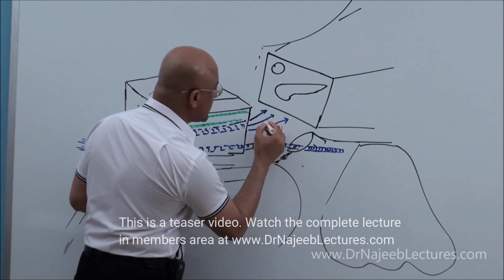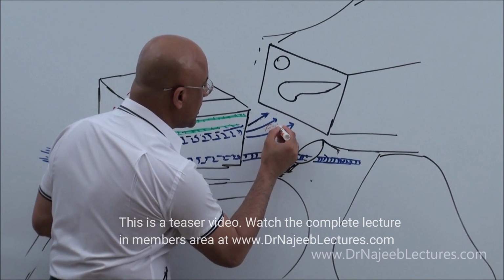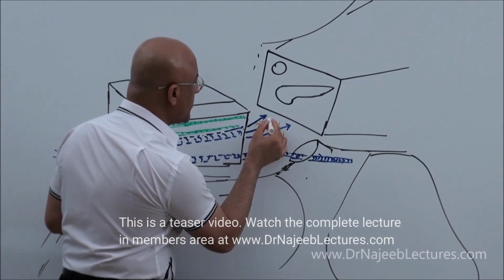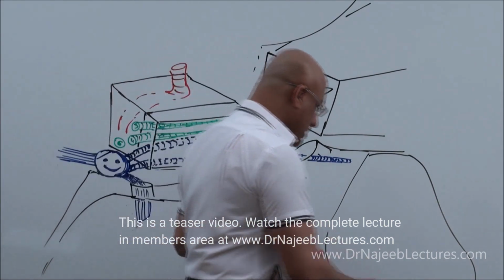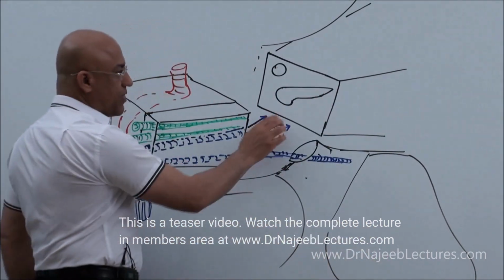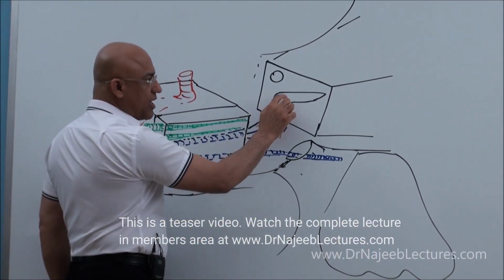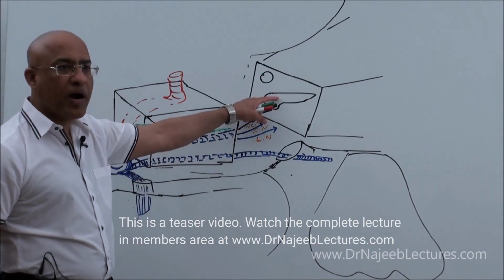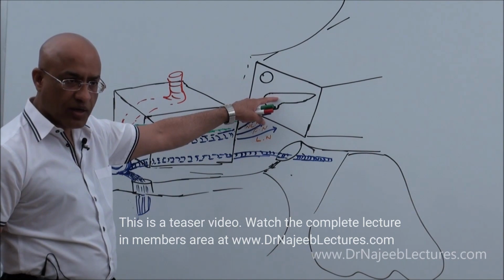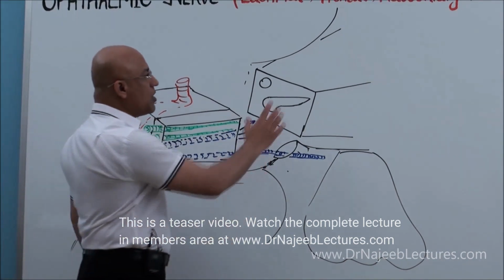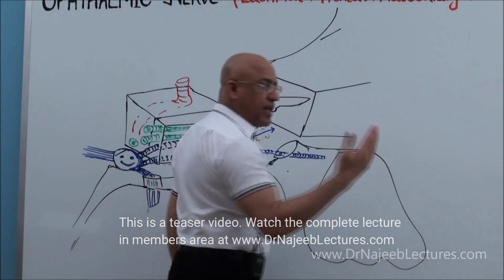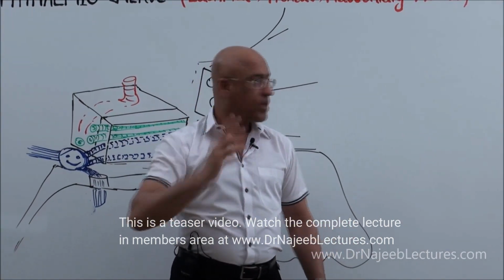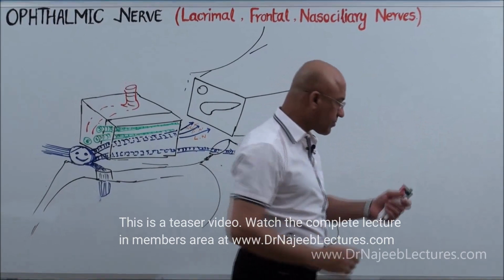Lacrimal nerve, yes. Other is frontal nerve, and here it is nasociliary nerve. Now it is very important to understand exactly in which part of the superior orbital fissure these nerves pass through. Superior orbital fissure. Now I will show the orbit from inside, as if you are looking from the front, my right orbit, right? Here.